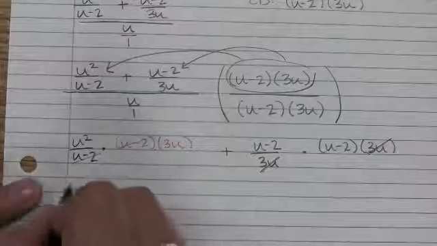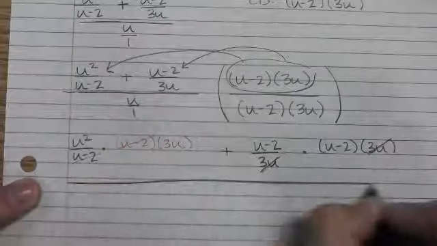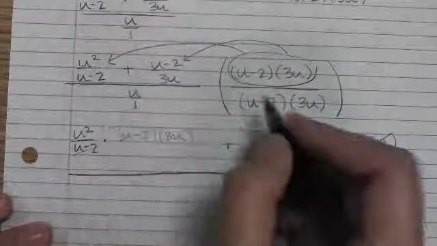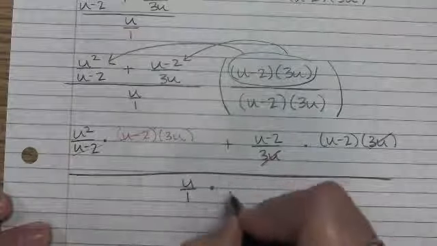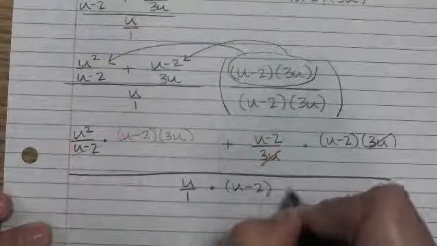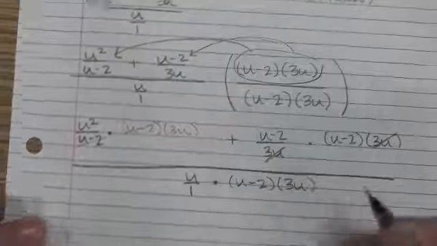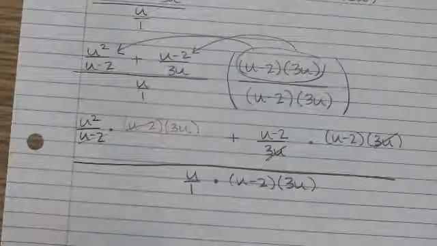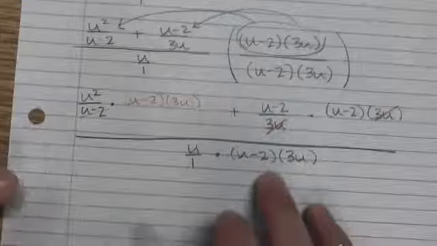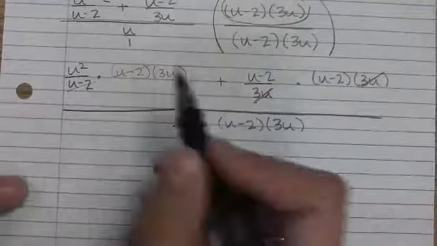And then on the bottom, so here's my huge, that was the top of the fraction, and then on the bottom I have the u over 1, and I'm multiplying that by u minus 2 and 3u, and nothing cancels, so we really truly do just have to multiply all of that. So now I'm going to go ahead and continue simplifying what I have.